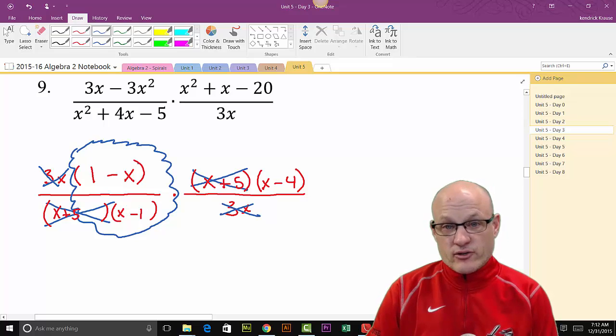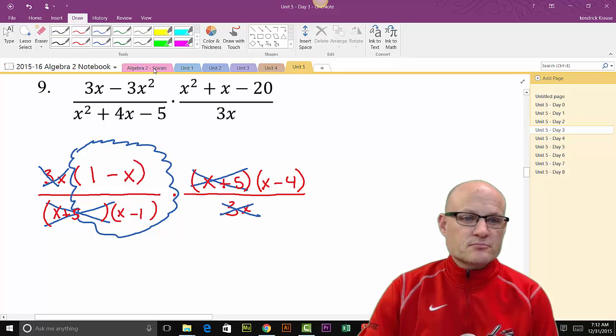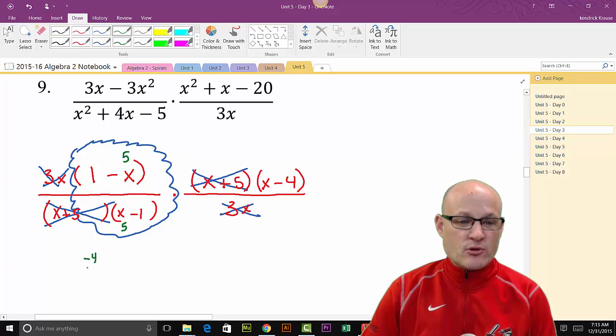And I've had it already on a spiral a couple times, and those of you who come see me, you know what this is. But basically, if I was to put in a 5 here, and a 5 here, just sub in a 5 for x, I would end up with negative 4 over positive 4, which is negative 1.